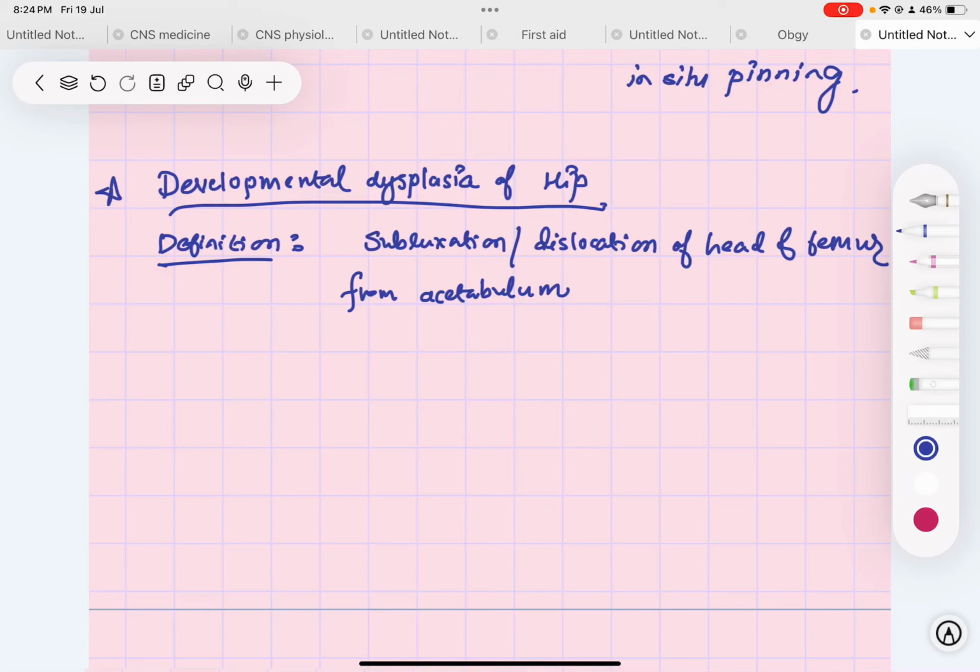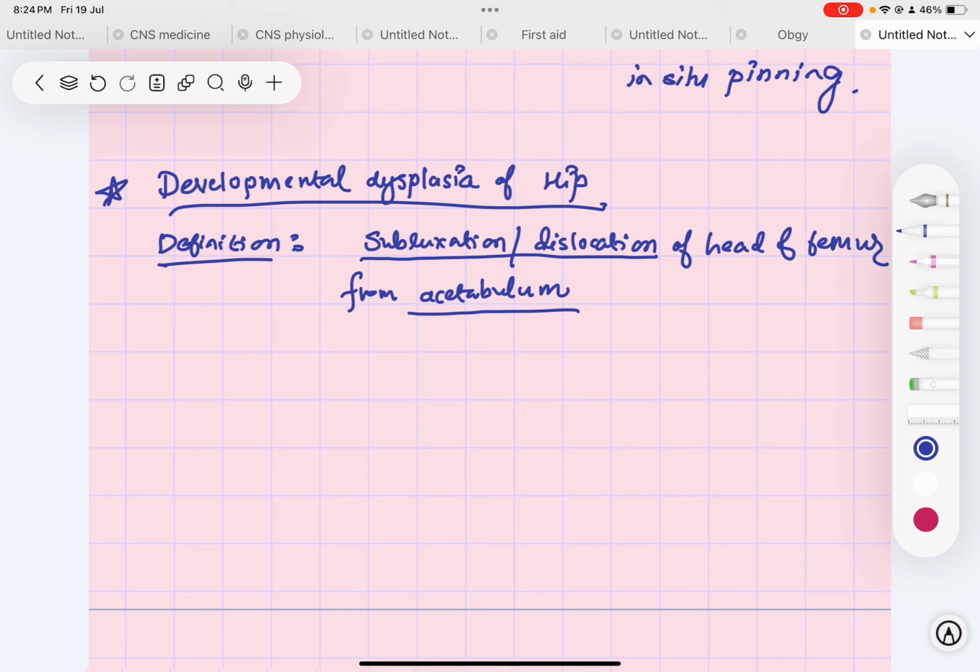Hey guys, so in this video I am going to start about developmental dysplasia of the hip. And what is developmental dysplasia of the hip? That is subluxation or dislocation of the femoral head, meaning the head of the femur, from the acetabulum.